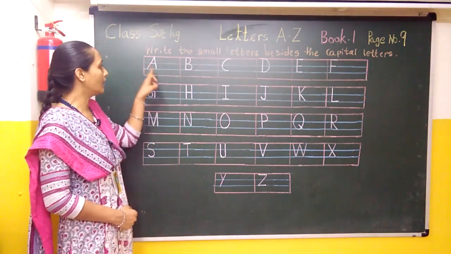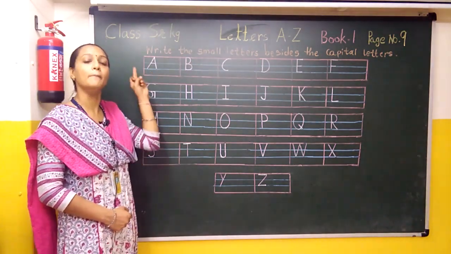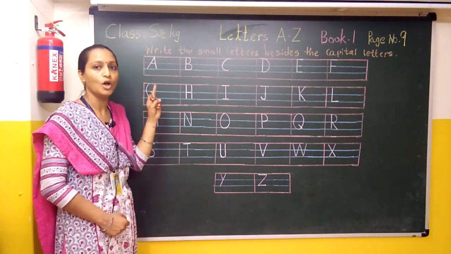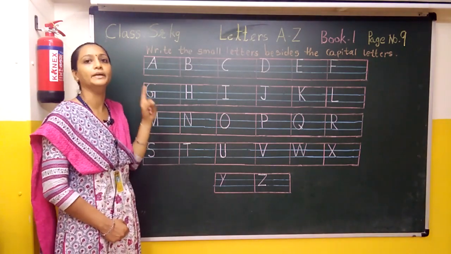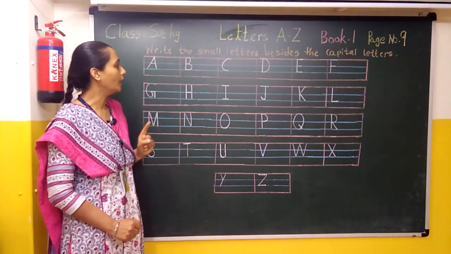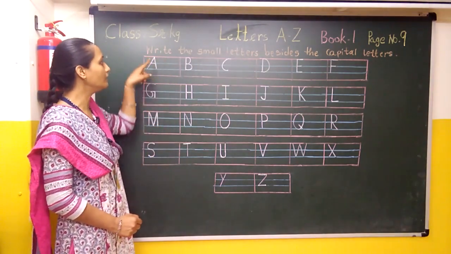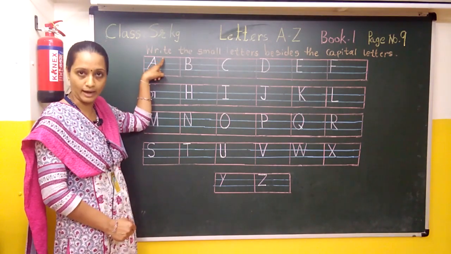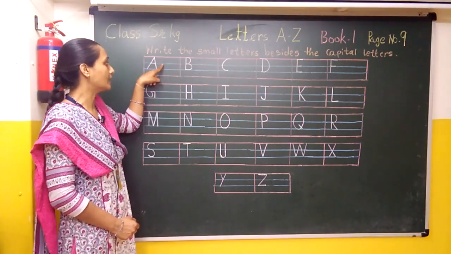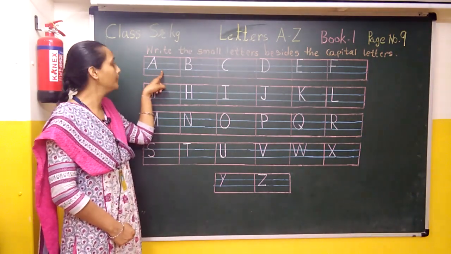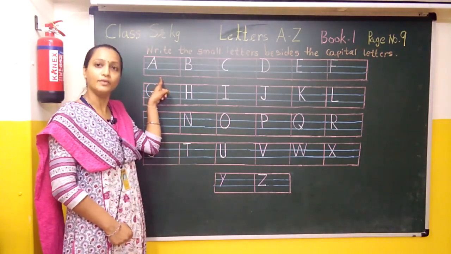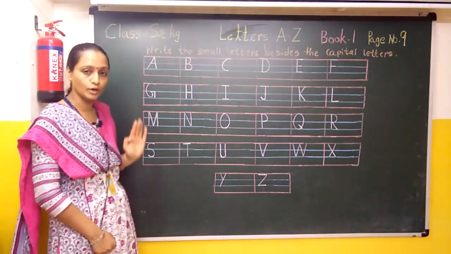So there are capital letters already mentioned in your book. We have to write small letters beside capital letters. Here there will be a 4-line. The first line will be your red line. The second line will be a blue line, and then again a blue line. After that there will be a red line. So this is your 4-line.